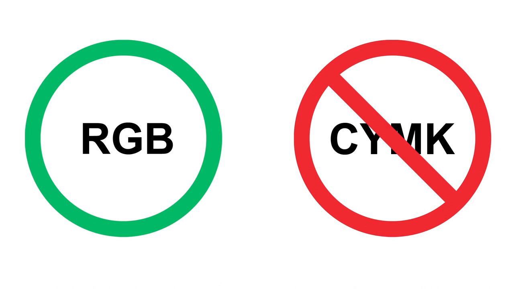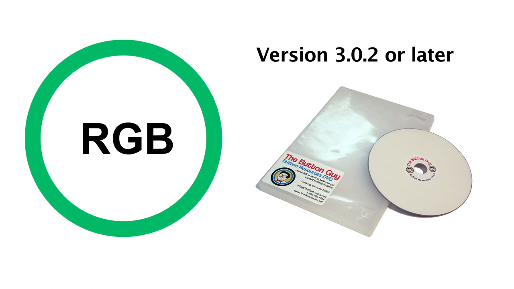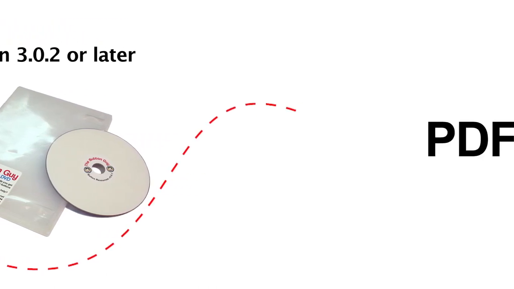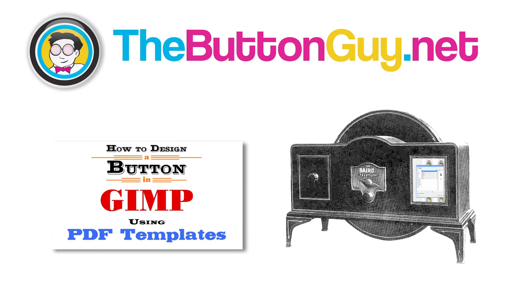Please note that only RGB color format files can be opened in GIMP. Only versions 3.0.2 and later of the Button Guy Resource DVD contain RGB files. The way around this is to use PDF templates. To see how, watch the video, How to Design a Button in GIMP Using PDF Templates.